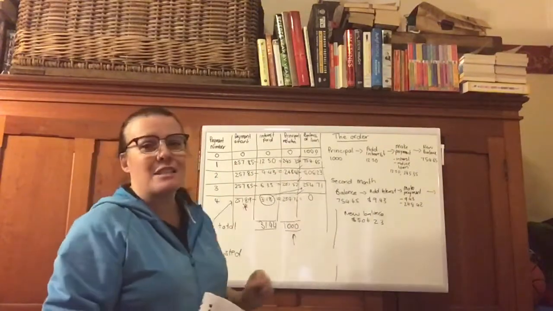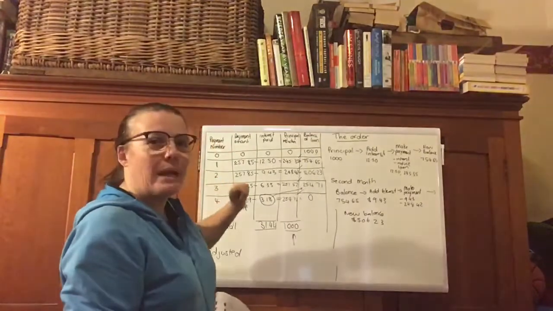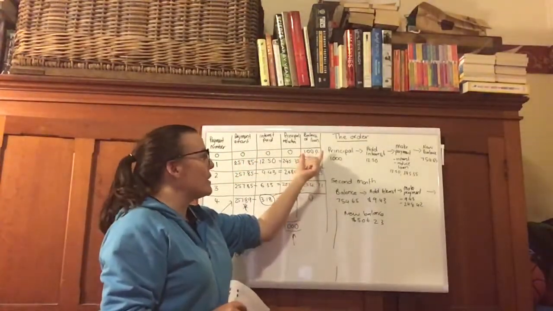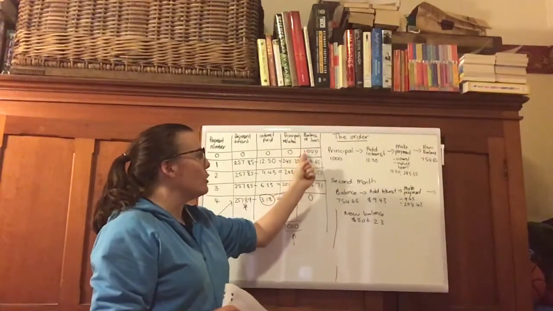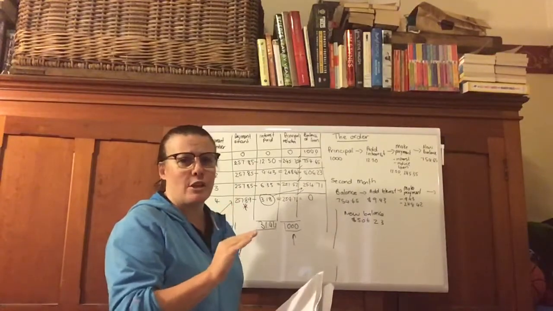The first line is really simple. We don't have a payment number, we haven't gotten a payment amount, so the first line is all zeros, except the last balance of loan, you put the principal amount in there. First line every time. Okay.